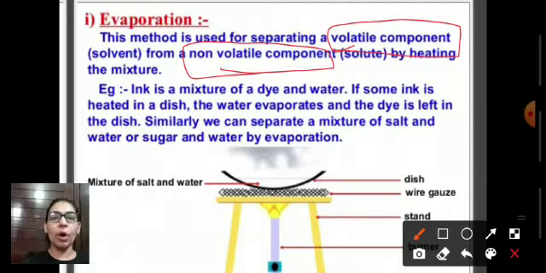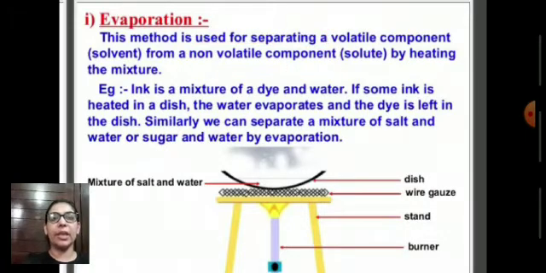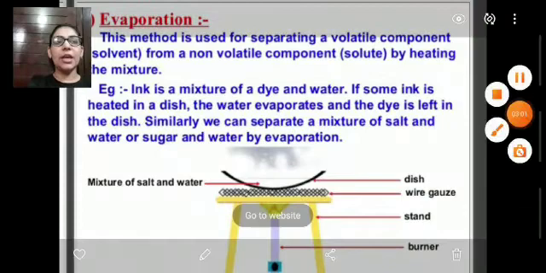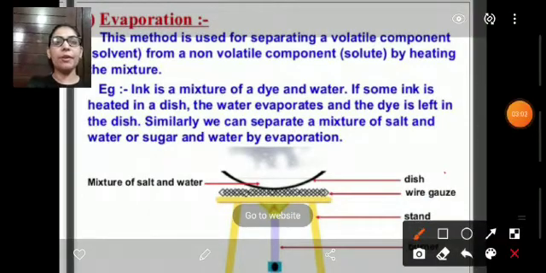Next one is the non-volatile component, the component which does not get vaporized, जो वेपर स्टेट में कन्वर्ट नहीं हो पाएगा, that is the non-volatile component. So this is the principle of the evaporation technique. The separation method, evaporation, is based on the principle that it can be applied to a mixture in which one substance has the capability to get volatile and the other one is non-volatile. For example, see the diagram here. Here is the diagram explaining the process of evaporation.